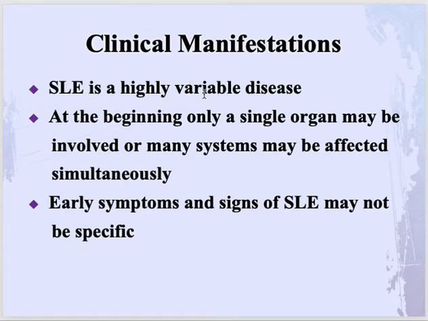SLE is a highly variable disease. At the beginning, only a single organ may be involved, or many systems may be affected, and early symptoms and signs of SLE may not be specific.